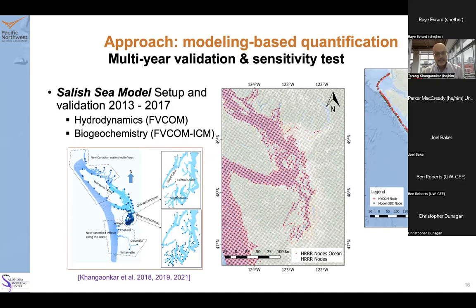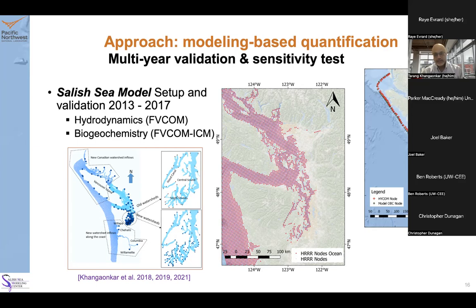The Salish model itself consists of two parts. One is the hydrodynamic portion, based on finite volume coastal ocean model, and a biogeochemical MPZD style model that does full biogeochemistry. It's called FBCOM ICM, a code that we developed to work with FBCOM. So it requires ocean boundary conditions. Those ocean boundary conditions in the right panel are provided by a model called HYCOM, and a regression that was developed by UW Parker's group actually provided us the regression between temperature, salinity and water quality variables such as dissolved oxygen and nitrate and so on.